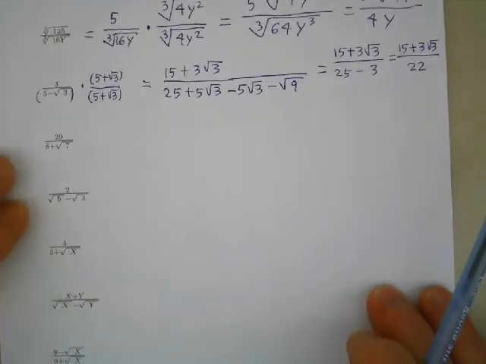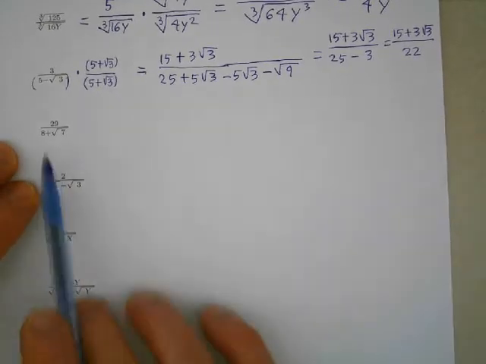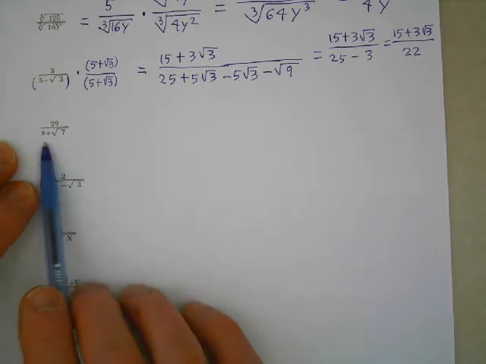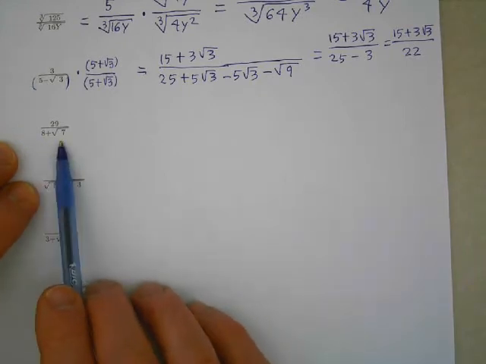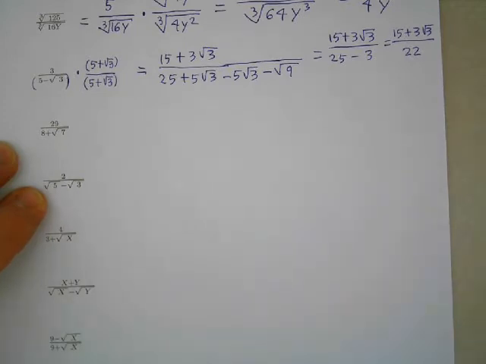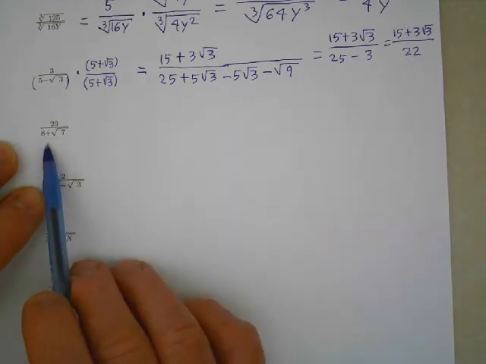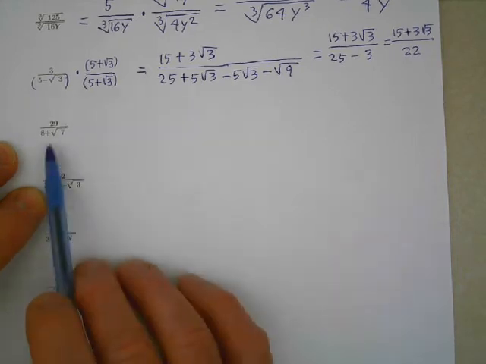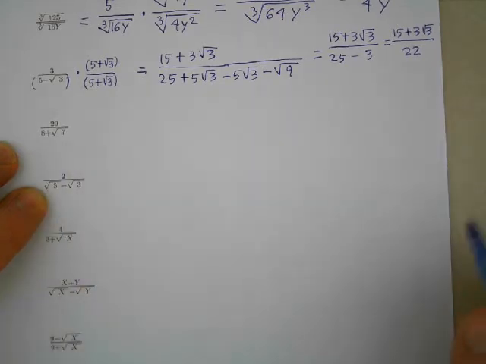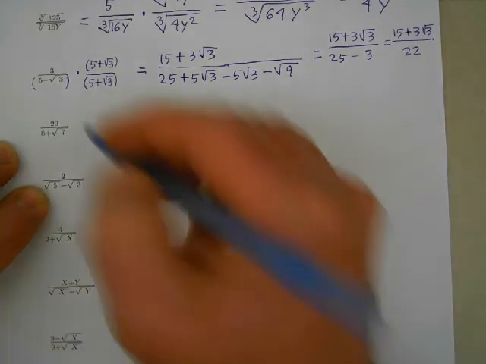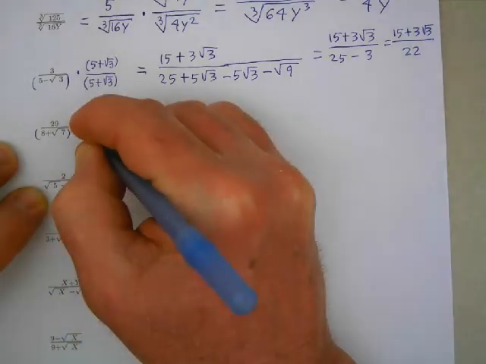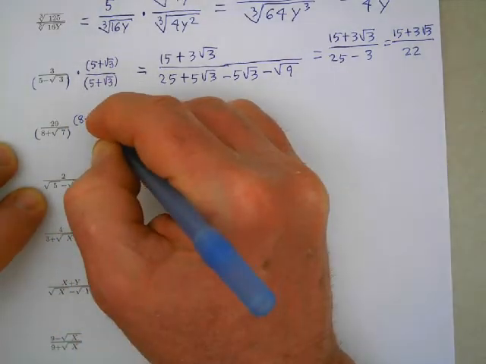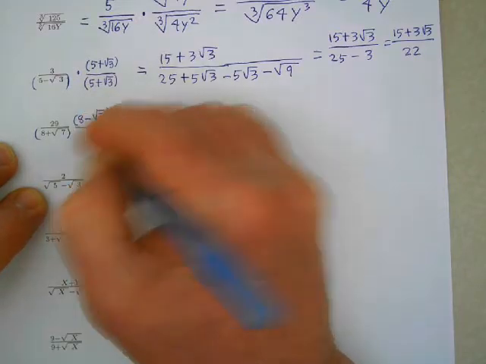Okay, the next one involves the same sort of maneuver. This time we have a denominator that is 8 plus the square root of 7. And so we need to get rid of the square root in the denominator. In other words, we need to rationalize the denominator. So we're going to do the same sort of thing we did in the previous example. We're going to multiply by 1 in the form 8 minus the square root of 7 over 8 minus the square root of 7. 8 minus the square root of 7 is the conjugate of 8 plus the square root of 7.